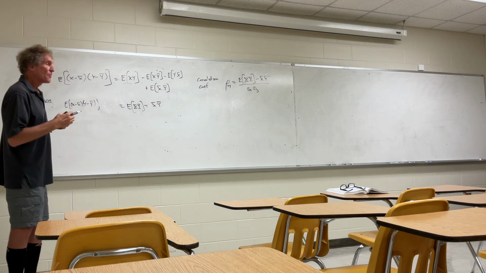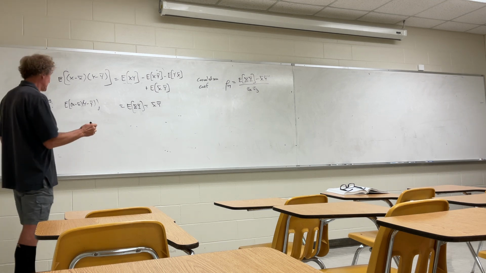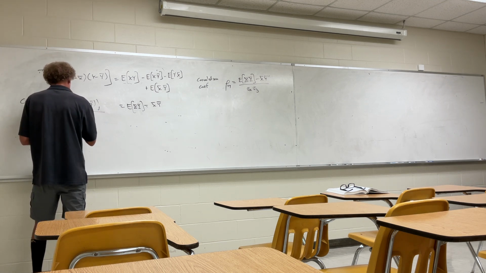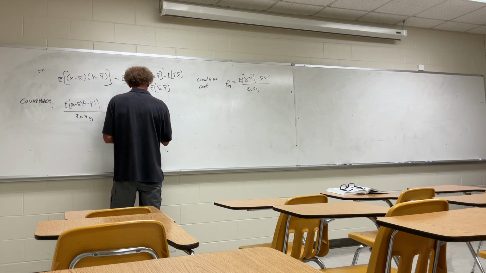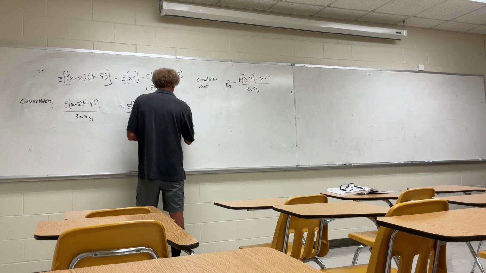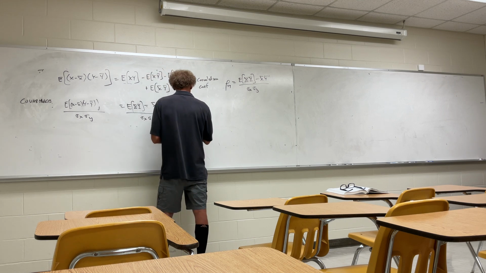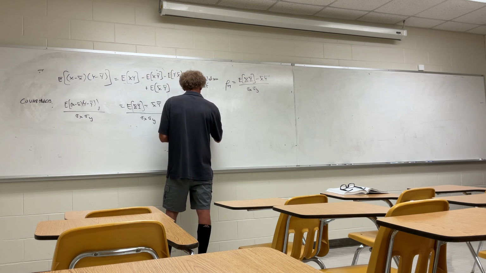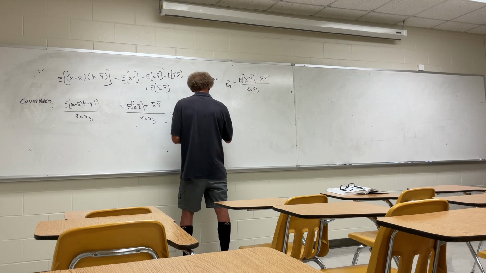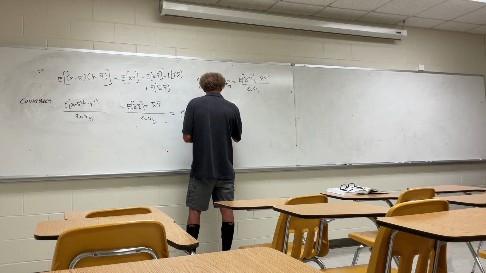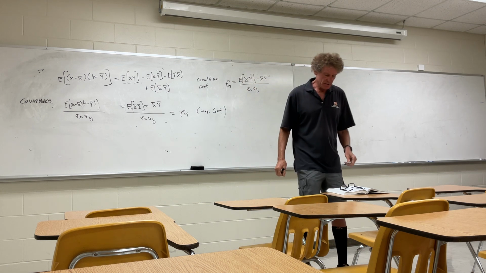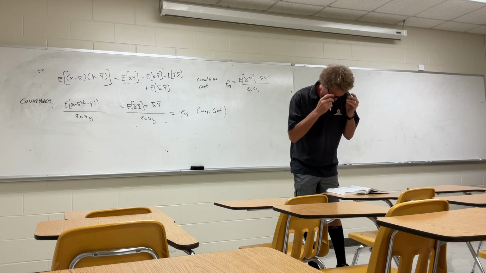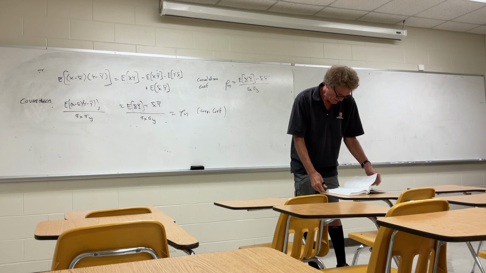Now if you take the covariance right there and you divide this by sigma x, sigma y, now you get rho xy, and that's the correlation coefficient. We're going to talk about how to calculate this and some of the tricks to calculating this for a lot of different cases.